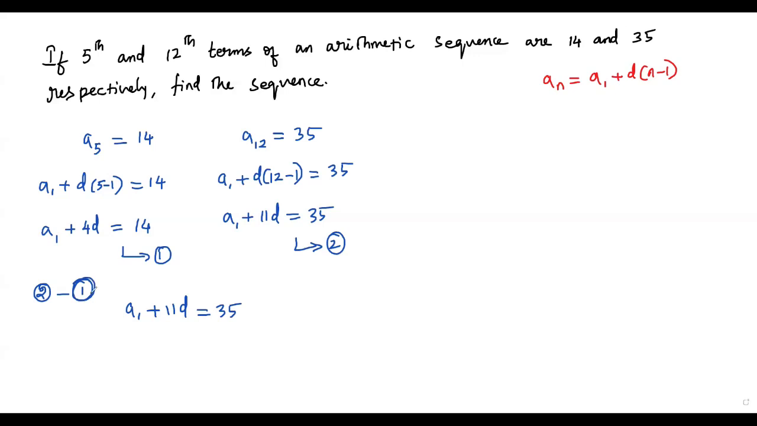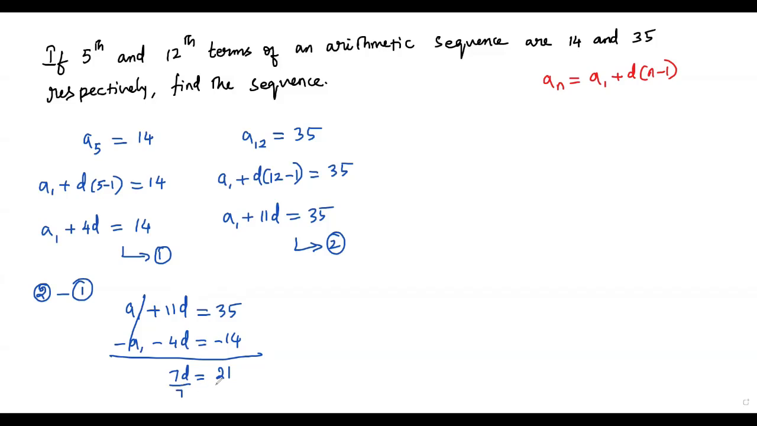In front of the first equation we have a negative sign. That means we multiply both sides of the first equation by negative 1. When I multiply A1 by negative, it becomes negative A1. Multiplying positive 4D gives negative 4D, and multiplying 14 by negative 1 gives negative 14. So the positive A1 and negative A1 cancel out. Now 11D minus 4D becomes 7D, and when I subtract 14 from 35, I get 21.